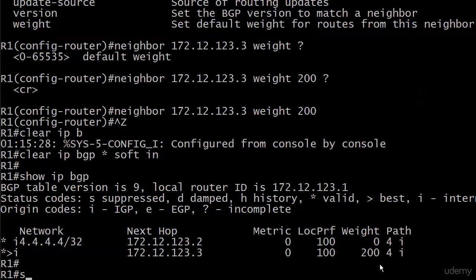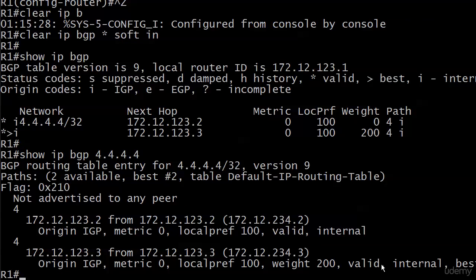And let's run show IP BGP 4.4.4.4 just to verify, etc. And you can see now the weight of 200. It doesn't even mention the weight of this path. I guess it's assuming that, hey, you already looked at show IP BGP and saw it. But the only time you'll see weight here apparently is when you actually change it. Otherwise, you know it's at the default.